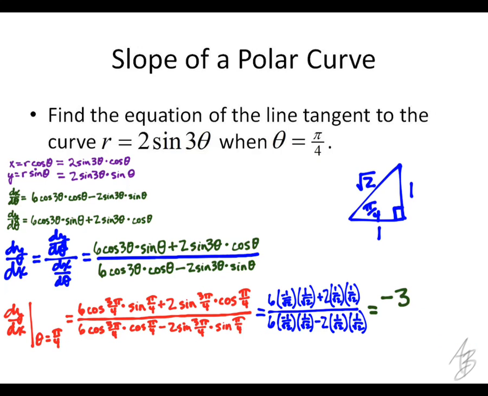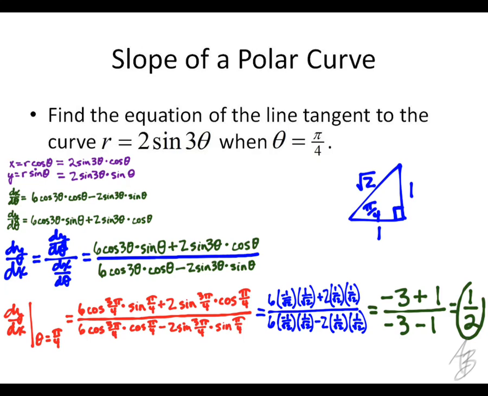First term will be negative 3 because we have 6, and then 1 over square root of 2 times 1 over square root of 2 is going to be 1/2. So it's going to be negative 3 plus what? Yep, 2 times 1 over square root of 2 times 1 over square root of 2 is going to be 1. And then in the bottom, we're going to have negative 3 minus 1. And so we get negative 2 over negative 4, which is 1/2. Nice, simple answer after all that work.